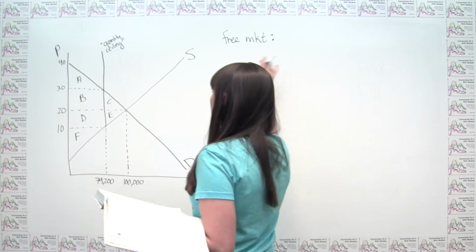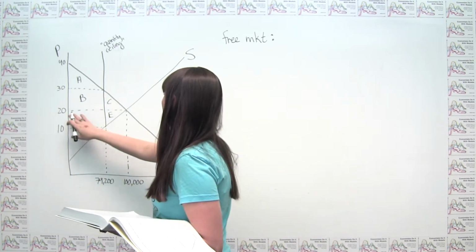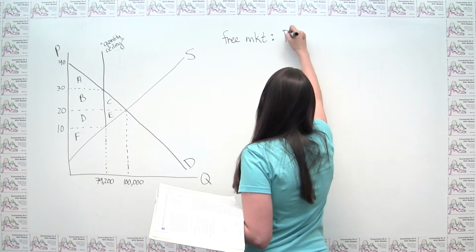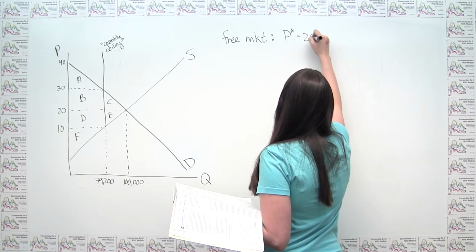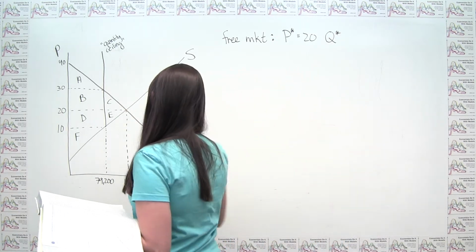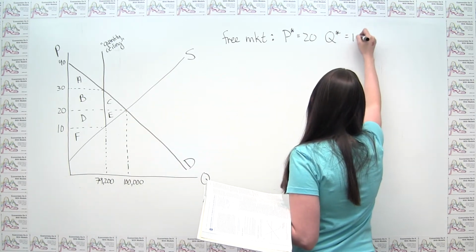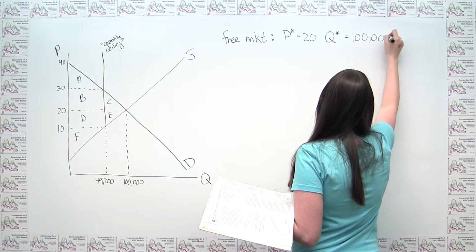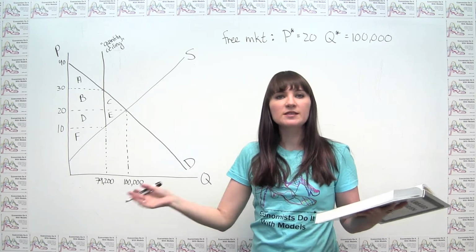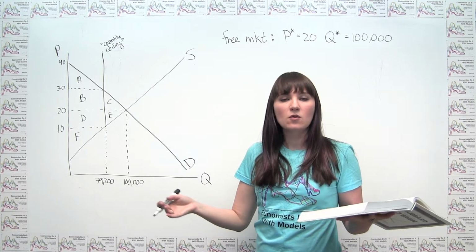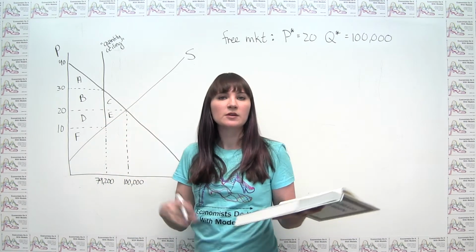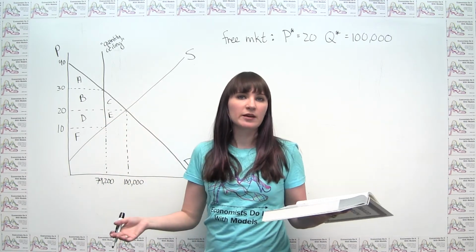In this free market, our equilibrium price is going to be $20, so I can just say P star equals 20, and our equilibrium quantity is going to be 100,000, so we'll say Q star equals 100,000. This is basically our baseline comparison scenario, where we're going to compare the situation with the medallion requirement to the situation where we would have a free competitive market.